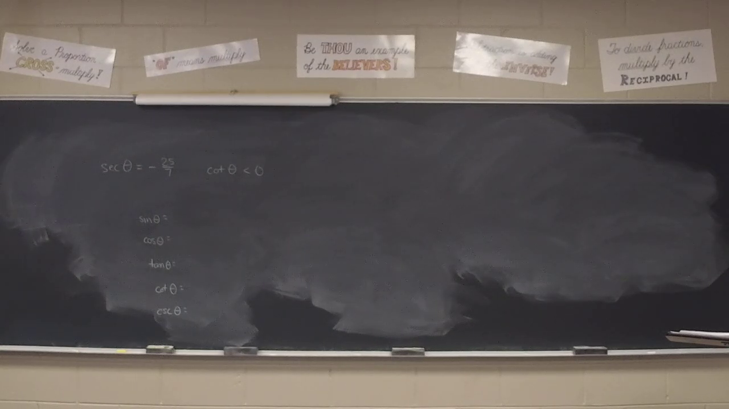Mix it up this time. Don't use the same Pythagorean you used last time. So my Pythagorean last time was the 1 plus tangent squared equals secant squared. I'm going to use a different one this time. Help me memorize all of them.